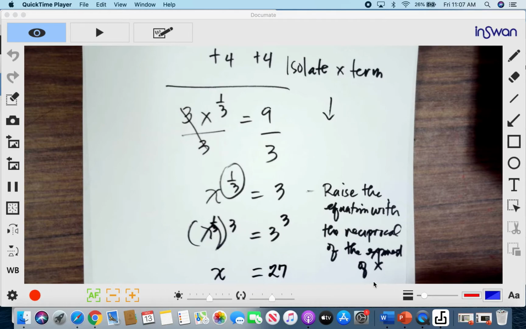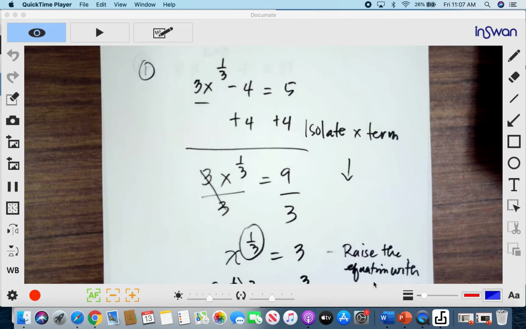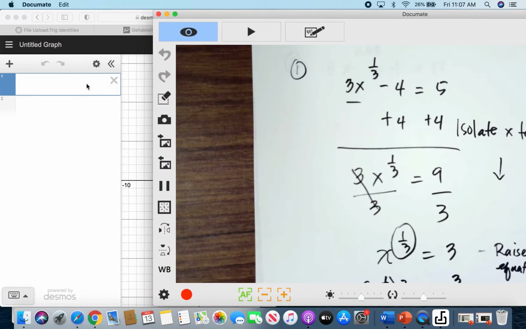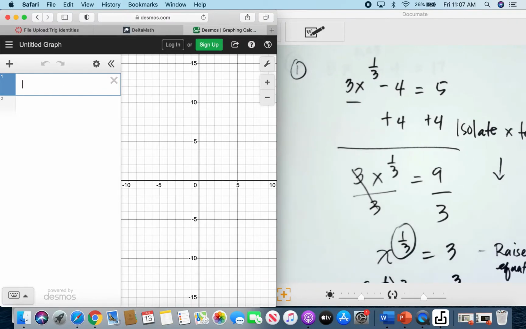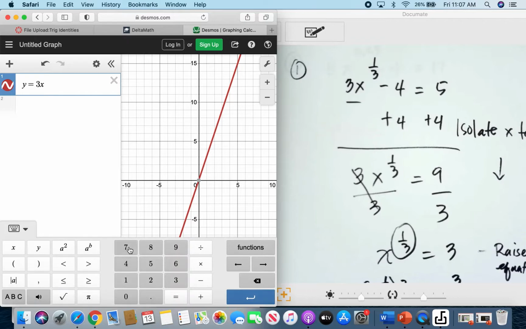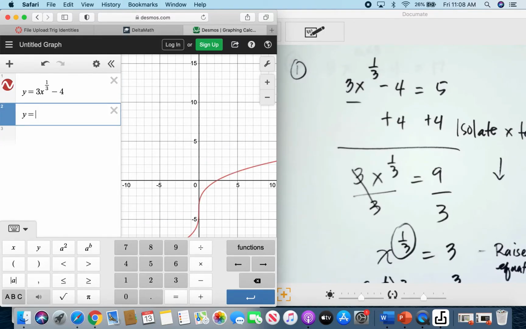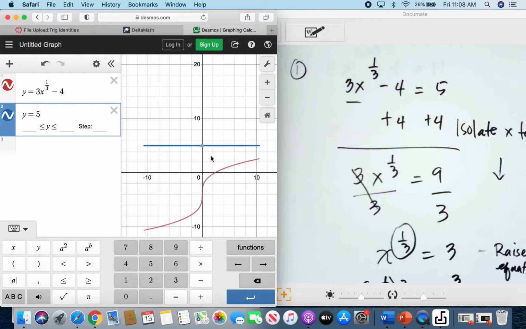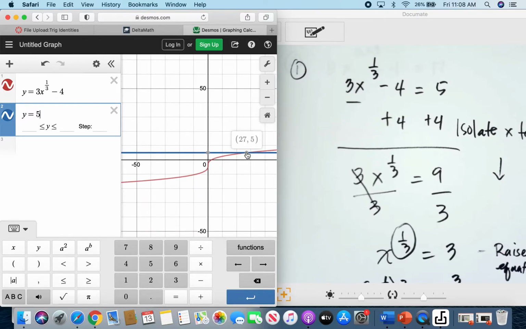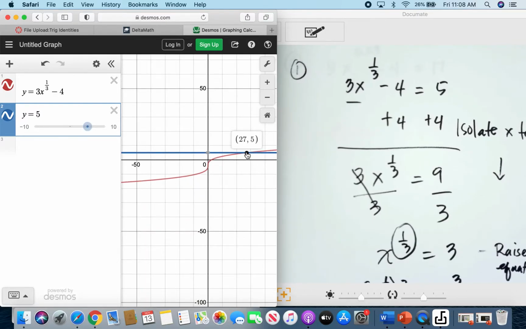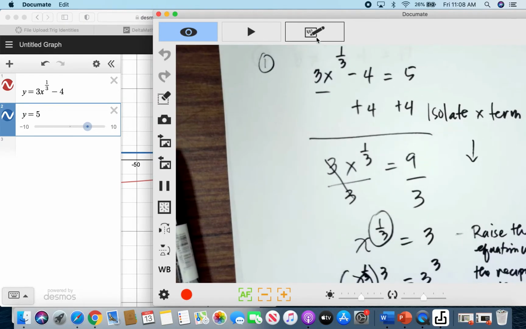Now we will verify our answer using Desmos. So, it's a symbol of what we are doing most of the time. It's y equals 3x raised to 1/3, and then -4, and then y equals 5. And then of course we need to find the point of intersection, and as you can see, the point of intersection is equivalent to 27. Okay, now let's go to the next example.